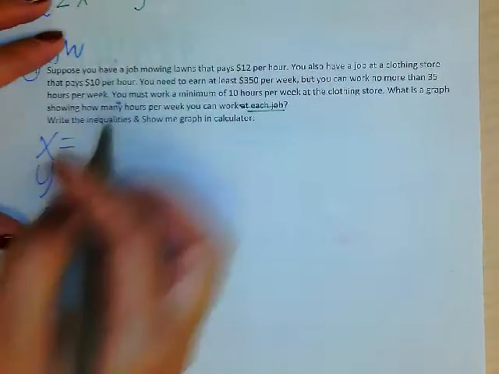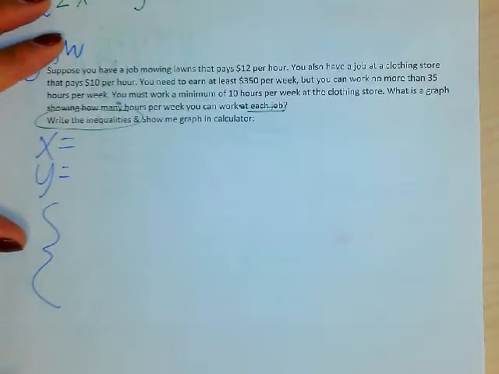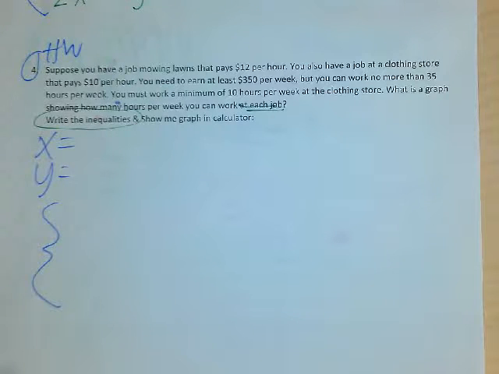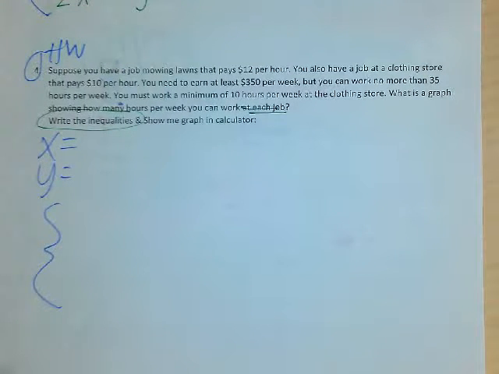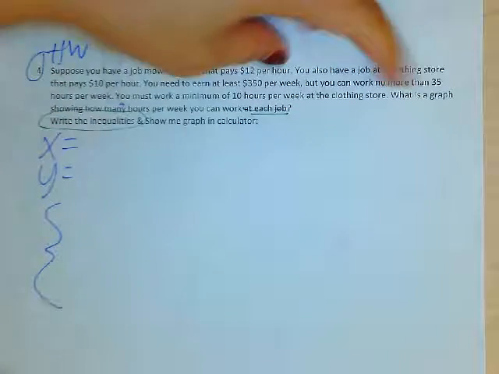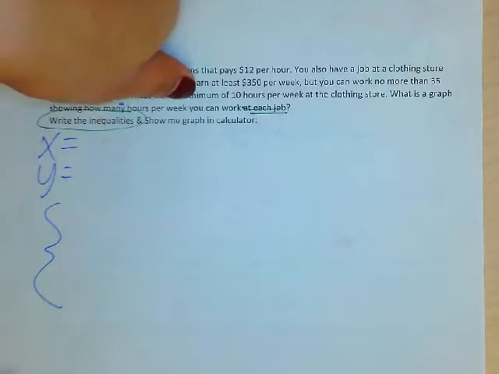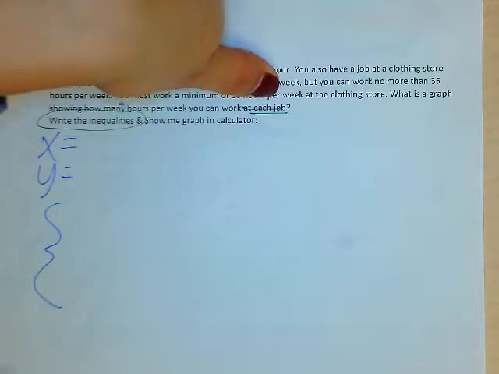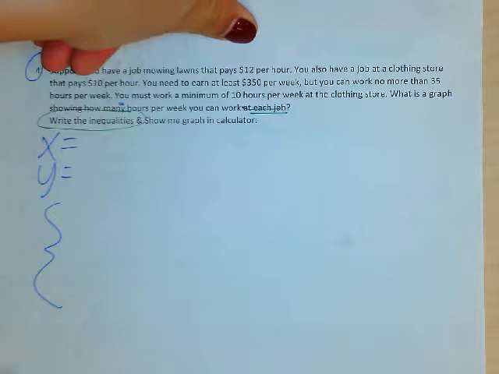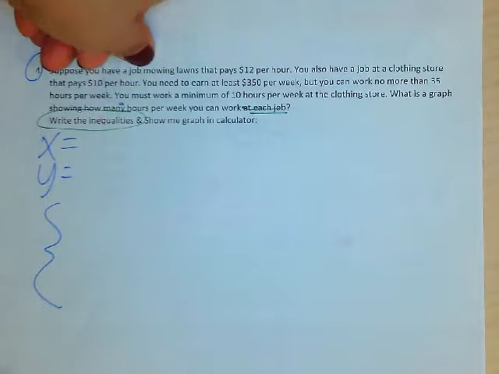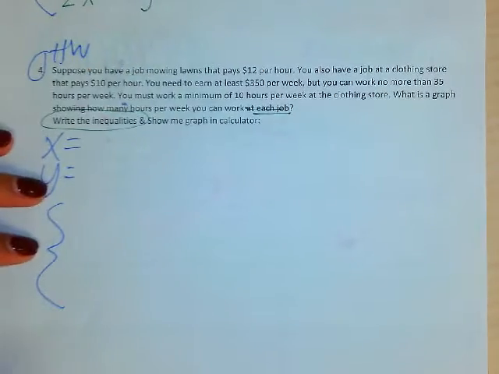So here, remember, we don't have the graph, so all we're doing is writing the inequalities. This is what I'm doing. So I go back to the question to figure out what my x and my y, or my variables, will be. It says, what is the graph showing how many hours per week you can work at each job? Okay, so they want you to know hours at each job. So you go back to the problem. What jobs are they talking about? It says each job, so there's many. Here we're talking about the mowing of the lawns and the clothing store.